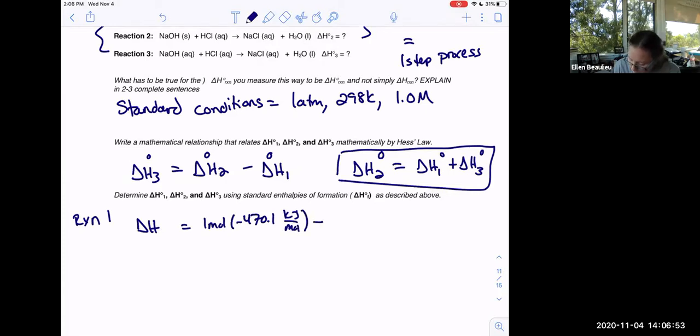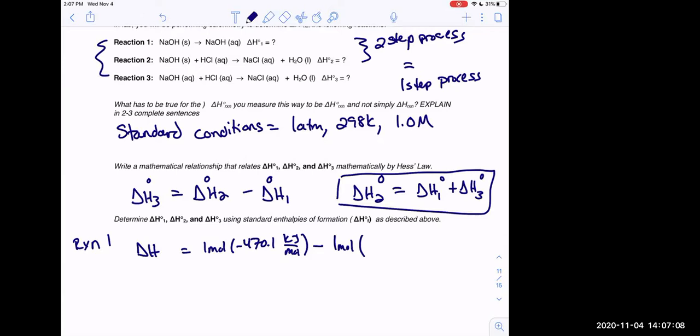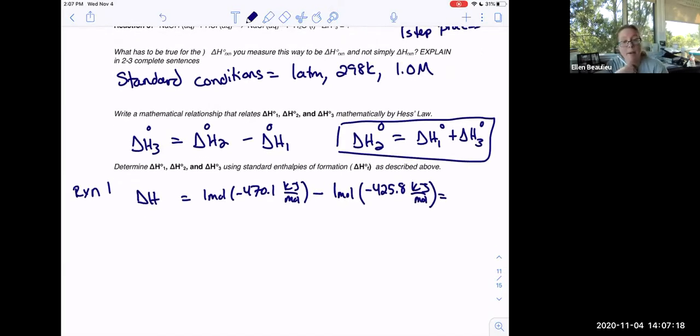And I'm going to subtract 1 mole times the sodium hydroxide solid. So Emily, what's that sodium hydroxide solid? Solid is negative 425.8. All right, I'm going to do that math. I'm going to add those up. What do you get?